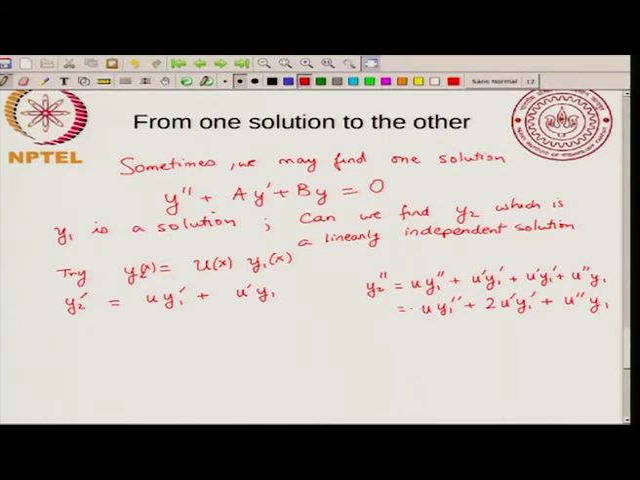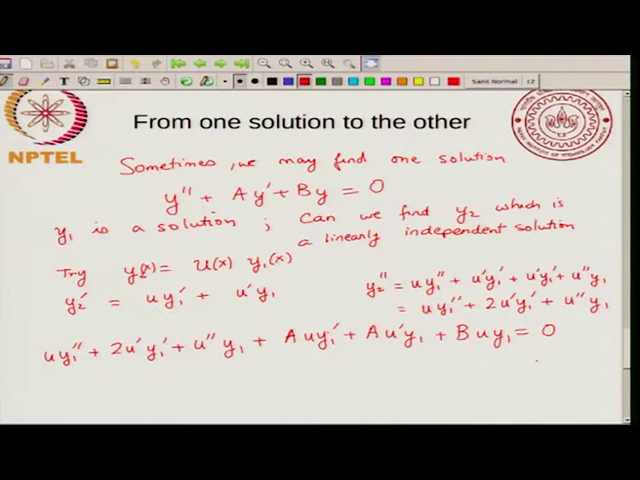So for y2 double prime I will put all these terms. So I will have u y1 double prime plus 2 u prime y1 prime plus u double prime y1, plus a times u y1 prime plus a times u prime y1 plus b times u y1 equal to 0. Since we want y2 to satisfy the differential equation, we just substitute y2 into this equation, and you will come up with this equation.